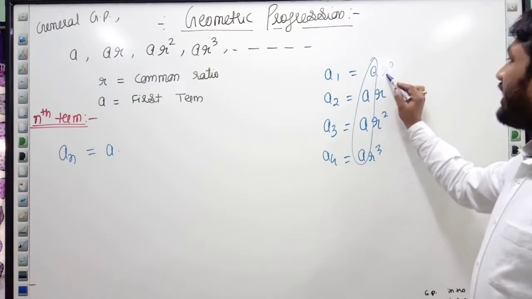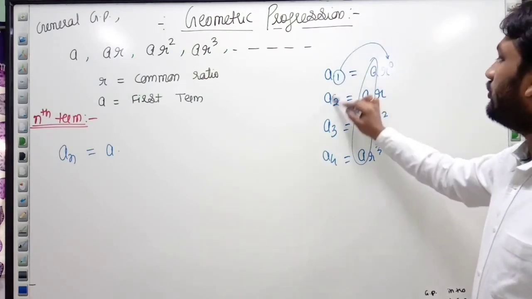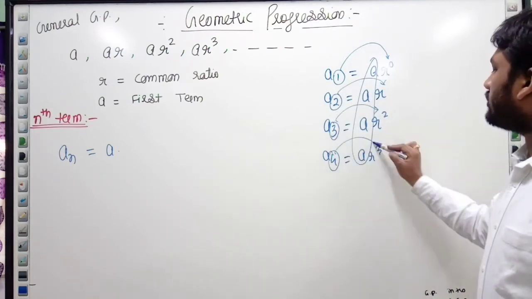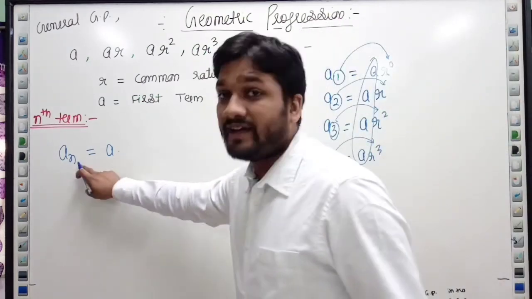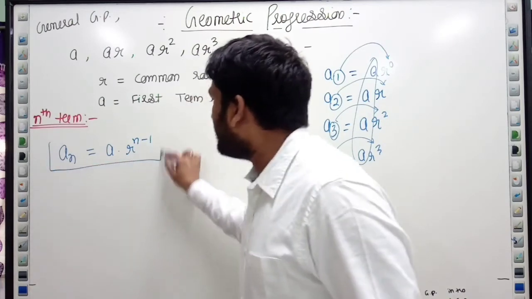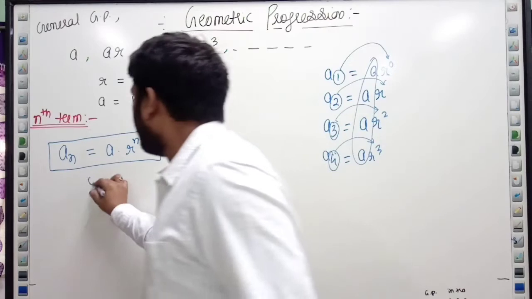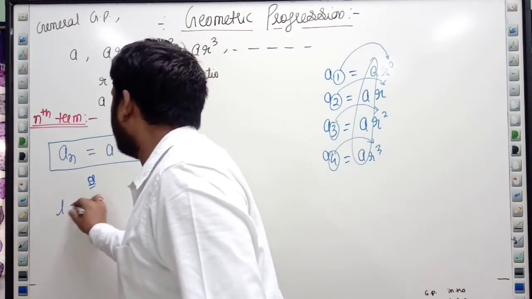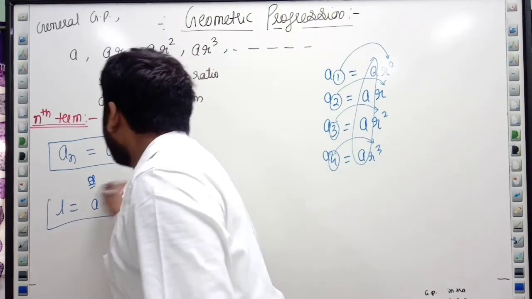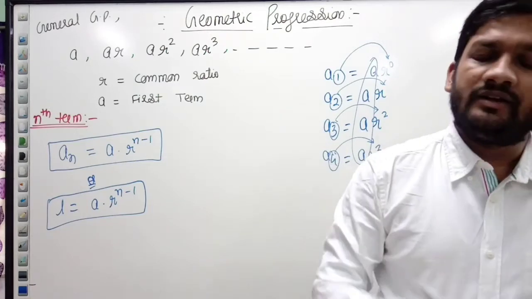And look at the power of R. Here we have term 1, so we get power 0; term 2, power 1; term 3, power 2; term 4, power 3. So if I write n, I can write AR to the power n minus 1. This is the formula for the nth term. If I talk about the last term, the formula will be the same. In the last term, n will be the number of terms, and in the nth term, n will be the number of the term we are calculating.